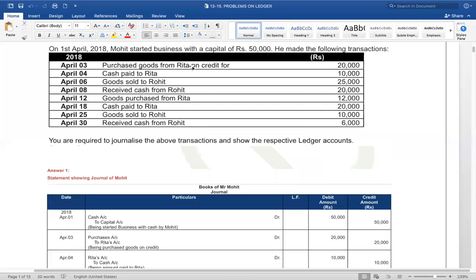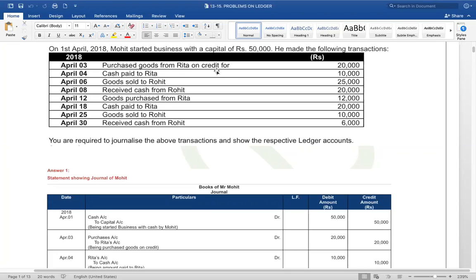Now let's come to the third. Purchased goods from Rita on credit for 20,000. If it had been for cash, we would have written cash account. But here, for 20,000, Rita is giving and there's no cash mentioned. It is implied that it is on credit, and moreover, the word credit is given. If the word credit is not given, if it is simply for 20,000, then you have to understand that it is for credit, not for cash. And here the wording credit is specifically given, so there's no confusion.